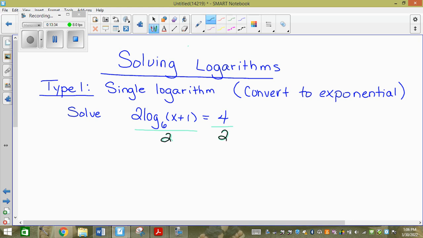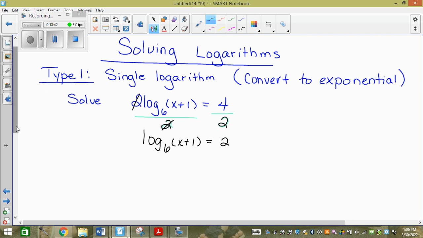So we're going to get log base 6 of x plus 1 equals 2. Then I convert. The base of my log becomes the base of my exponent. What's with it doesn't stay with it because it's not friends. So the 2 becomes my exponent, and 6 squared equals x plus 1. Subtract 1. x equals 35.